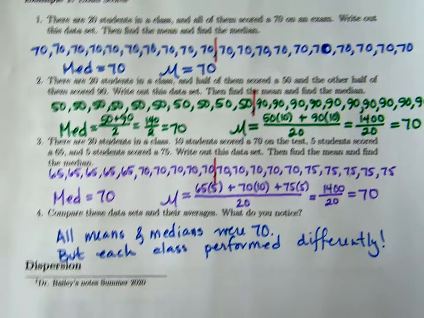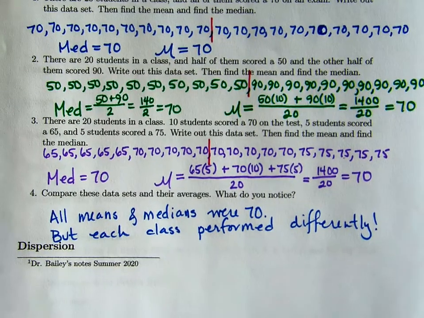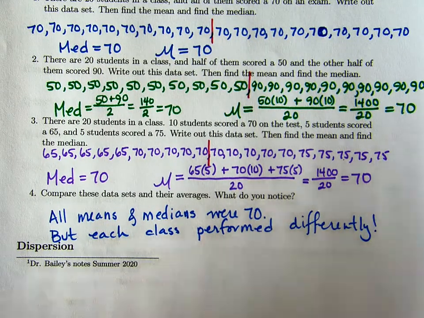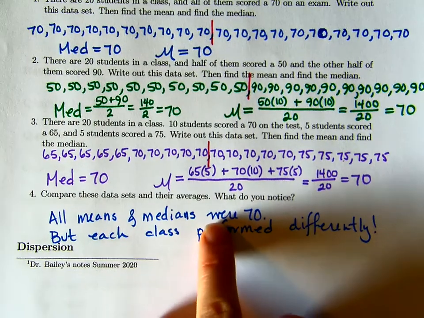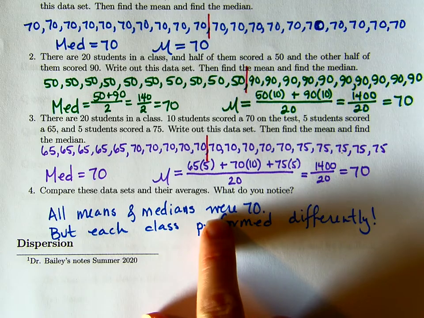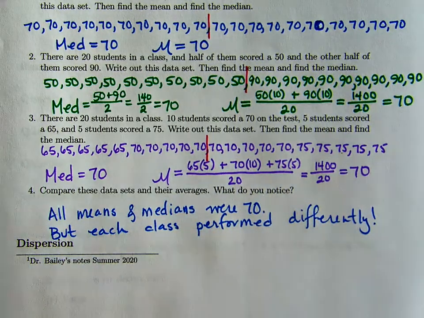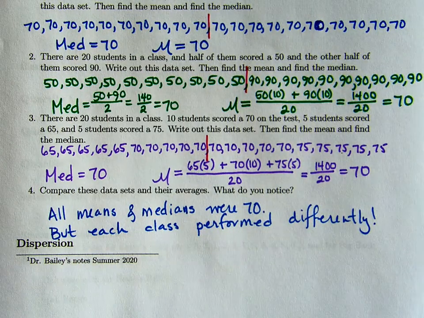Which brings us to this idea of dispersion. So if the mean and median aren't enough to describe a data set, then let's talk about how spread out they are, how dispersed these numbers are in the data set.